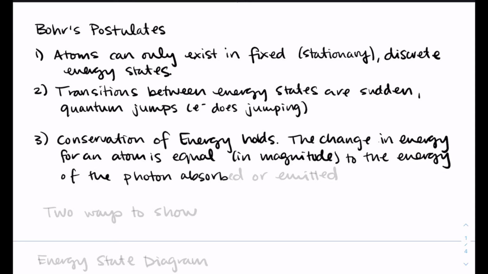There are two ways that we can show these electron jumps and energy transitions. So the first way is on this sort of diagram where really we only have a y-axis scale, and that y-axis is energy, which is super important. That has to be labeled.